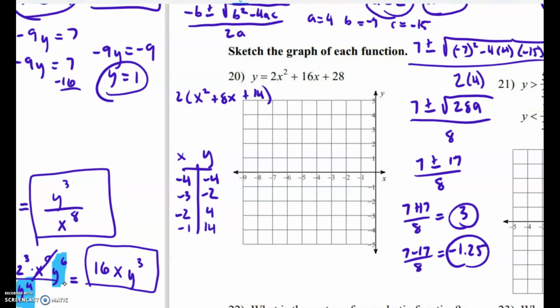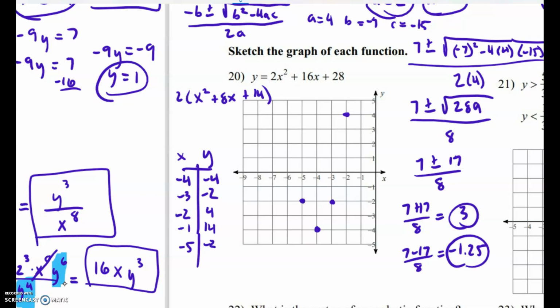So let's plot the points that we have. -4, -4 would be right here. -3, -2. -2, 4. And you can see I have this part of the parabola, so now I'm going to try typing in -5 and seeing what that looks like. If I plug in a -5, I get -2.